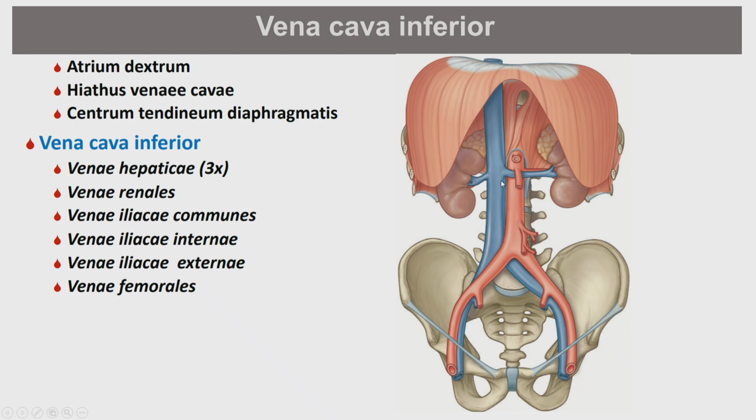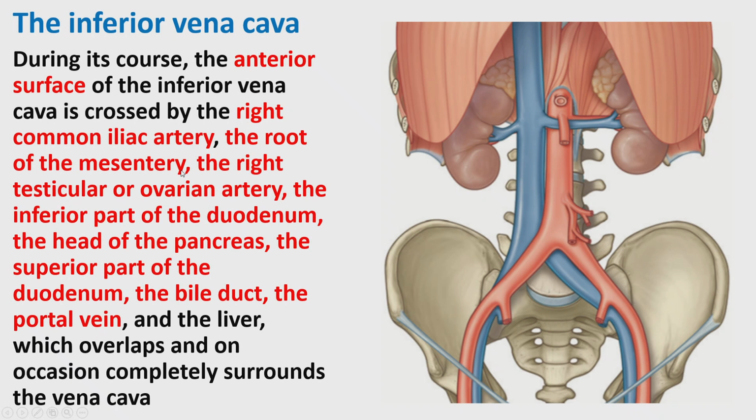As you see, it is located on the right side. One of the tributaries, as you know, are the hepatic veins. There are three hepatic veins, the right, left, and middle, carrying the blood from the sinusoids finally to the inferior vena cava. And for the inferior vena cava, according to the topography, we have the anterior surface of the inferior vena cava.